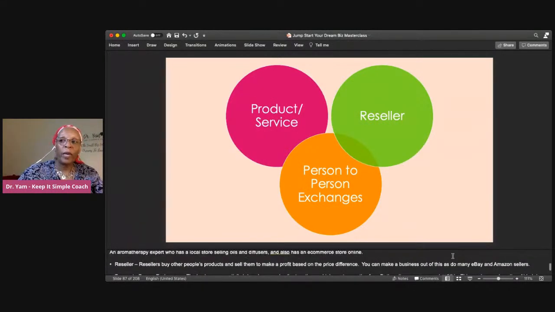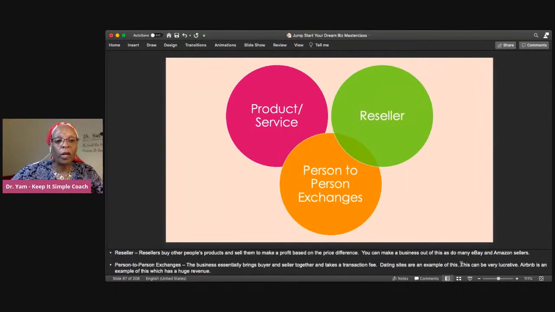Another thing could be a business solution where you're a reseller. You are buying other people's products and then selling them at a profit for the price difference, and that's how you make your money as a middleman. And some people, that's all they do. They don't have to manufacture anything. They don't have to be the deliverer of services. They're simply the middleman in a sense. Your eBay and your Amazon types of sellers are kind of in that reseller space.